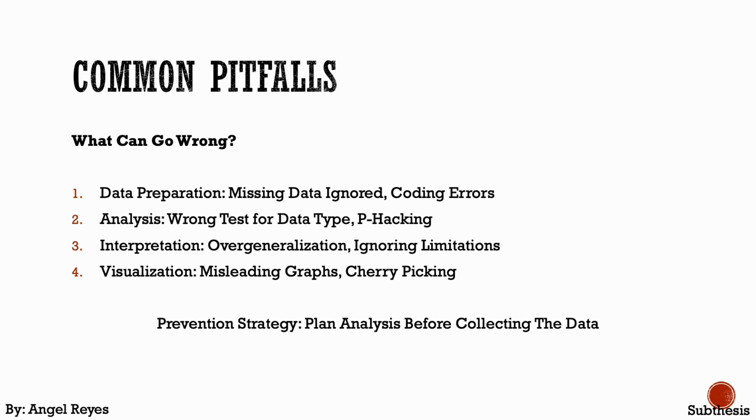During analysis itself, common pitfalls include using the wrong test for your data type, like using parametric tests on non-normal data without justification. P-hacking, running multiple tests until finding significance, is a serious problem that inflates false positive rates. In qualitative analysis, confirmation bias leads researchers to cherry-pick quotes supporting predetermined conclusions while ignoring contradictory evidence.